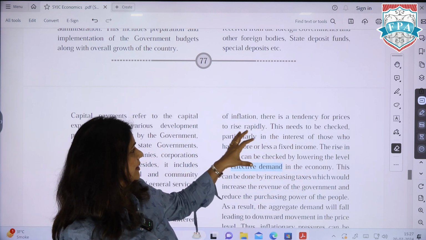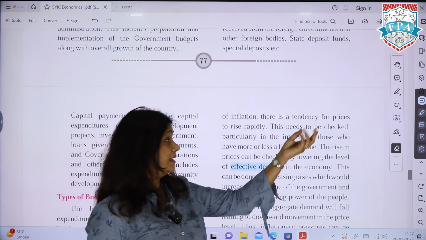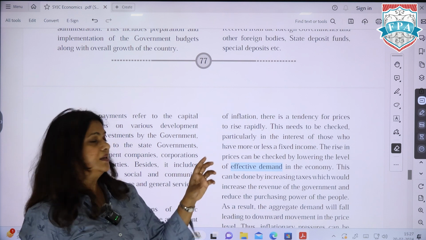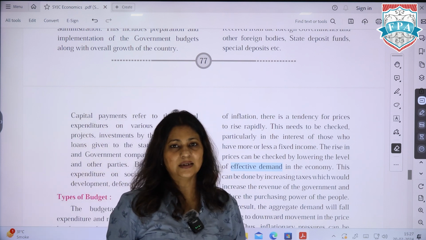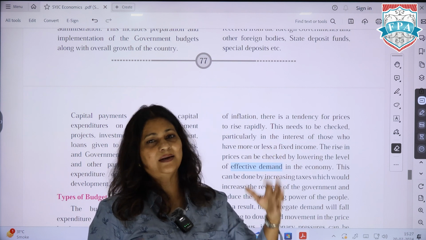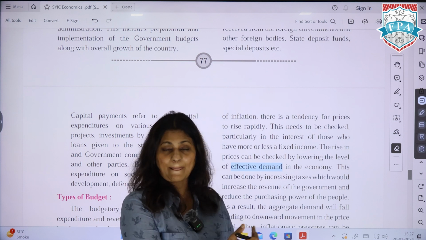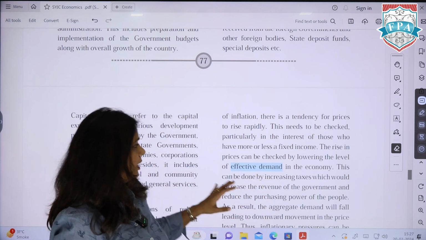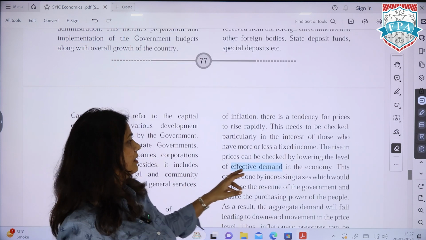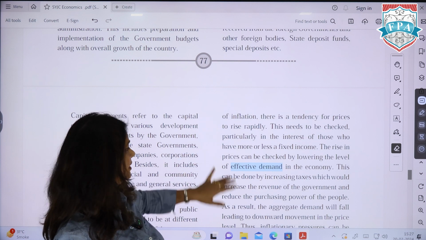Now, this is a separate thing. That is, if there's a tendency of prices to increase, they say this needs to be checked particularly in the interest of those jinke paas fixed income hai. Agar unki fixed income hai, to if inflation is going to be there, they are going to have a tough time because they will not have enough to do the expenditure. So they have said that in such situations, what to do? The rise of prices can be checked by lowering the level of effective demand in the economy.